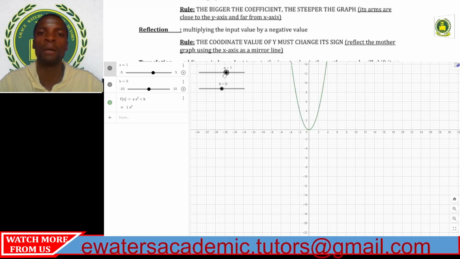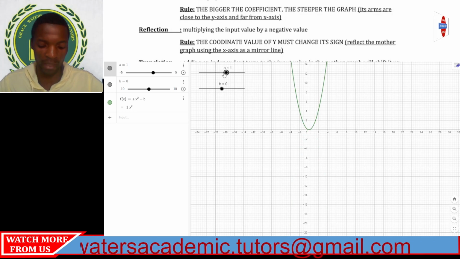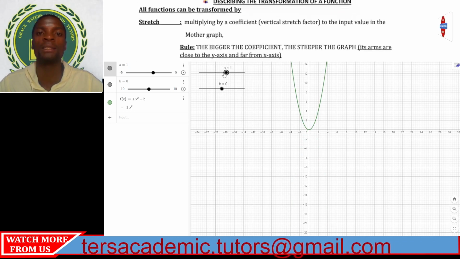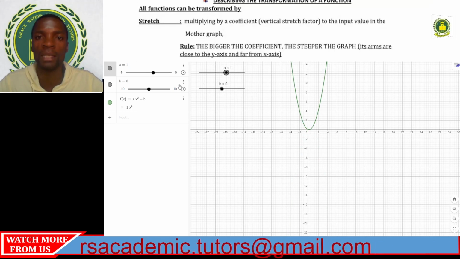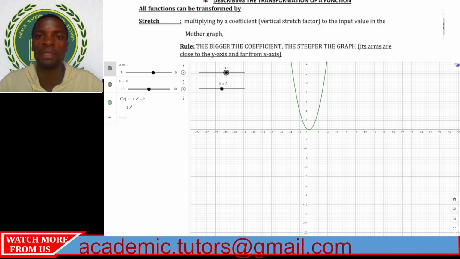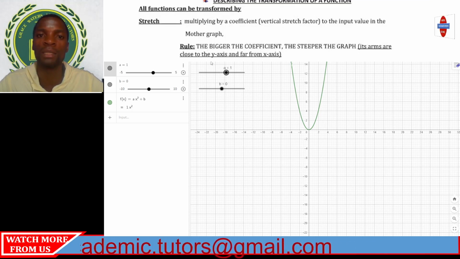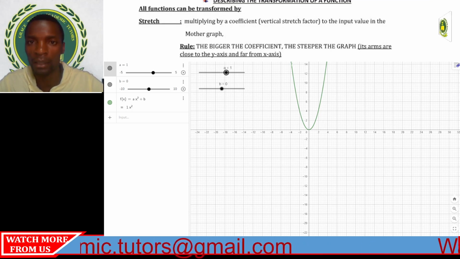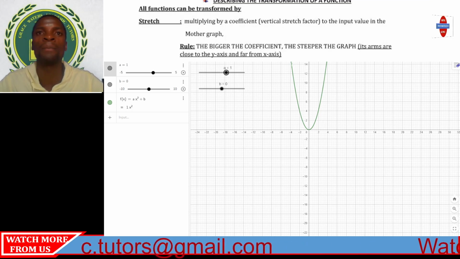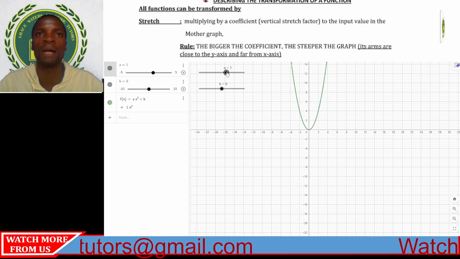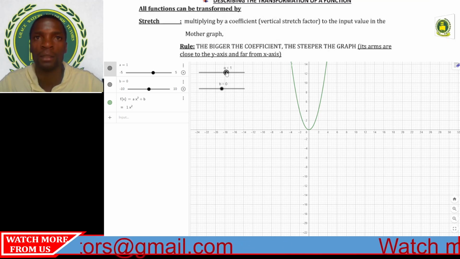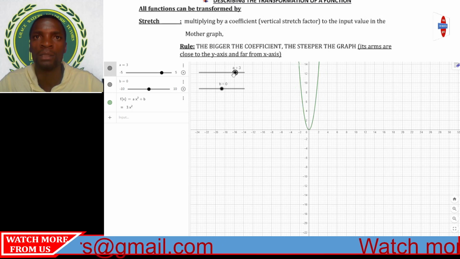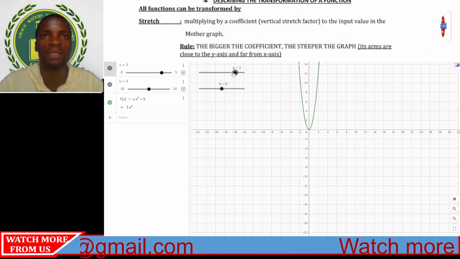Let's say we want to see what will happen if we increase the value, as we said that when we are multiplying by a coefficient, which is the vertical factor. What is the rule? The bigger the coefficient, the steeper the graph, and the steeper the graph's arms. Let's change it a little bit, to 3. Now it's becoming skinny.